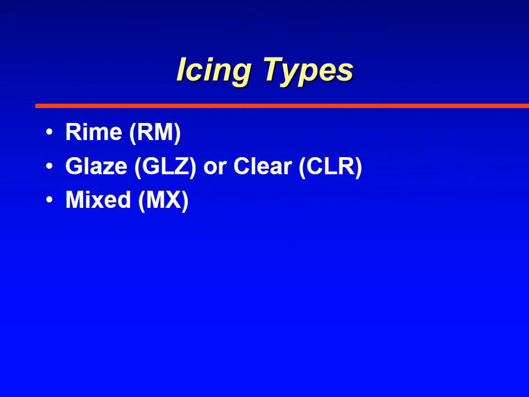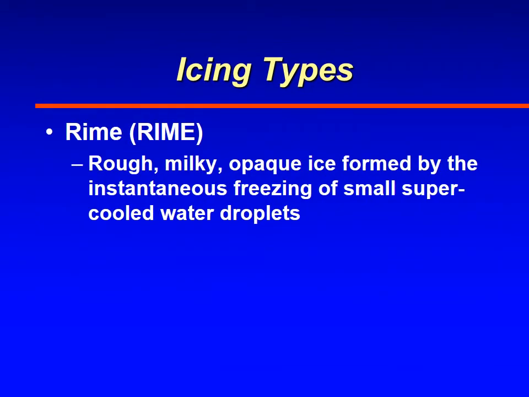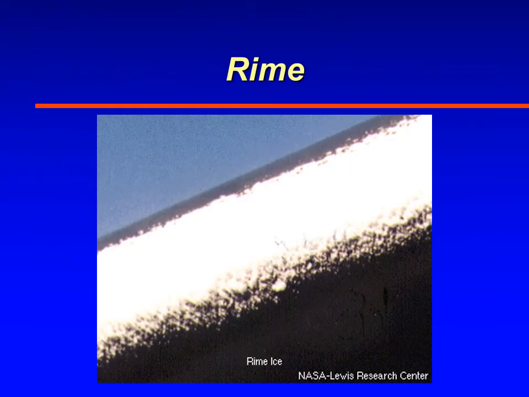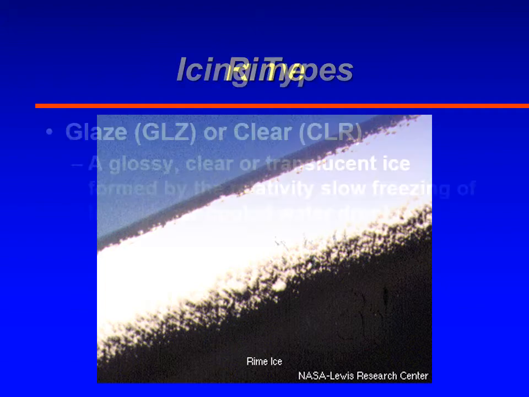There are 3 types of icing: Rime ice, Glaze, which is also known as clear ice, and mixed ice. Rime is kind of a milky, rough, opaque type of ice with lots of gaps in between it. Typically formed by droplets. As they strike the wing, they freeze almost instantaneously. That's a good picture of Rime. I've seen Rime that's a little bit more translucent than that, but that's a decent picture.